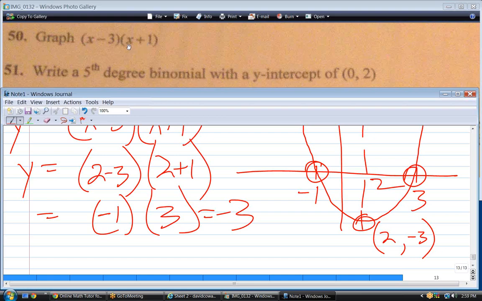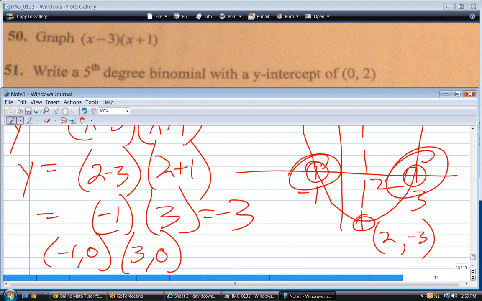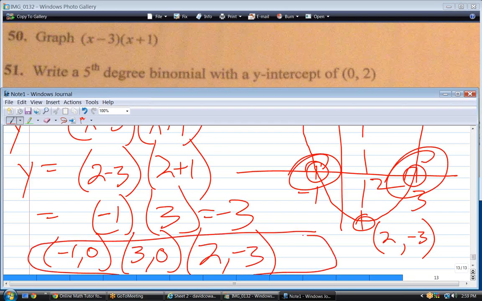I could actually answer this question without a graph. All I need to answer that question are 3 points that are on the graph. Well, what are my 3 points? -1, comma 0, this point here. 3, comma 0, this point over here. And 2, comma -3. If I gave the teacher that answer, she should accept it.